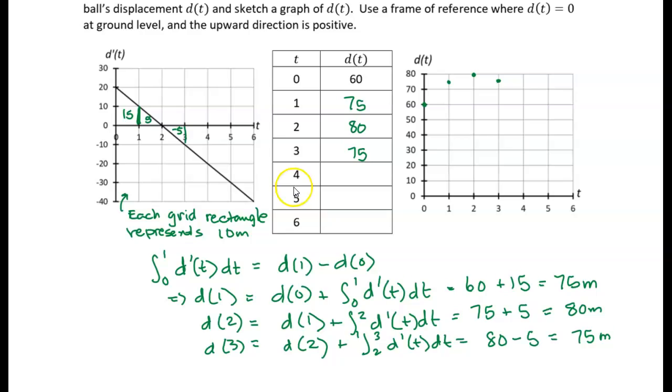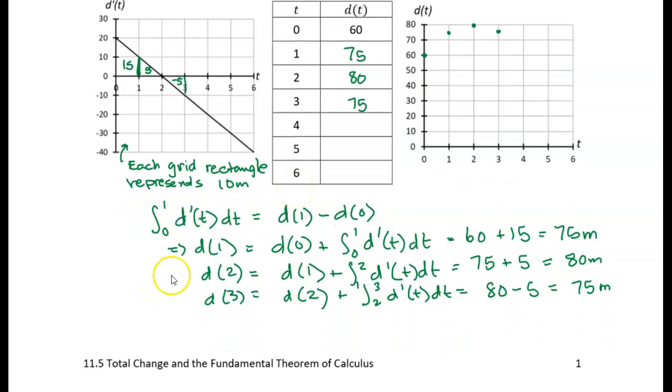Right, just keep going in that way. I'm going to run out of room, I think. We'll just keep going. So at 4, I'm just going to take the displacement at 3, which I just calculated, and I'm going to add the integral from 3 to 4 of the velocity curve, of the velocity function. All right, so I'm going to take the 75 meters. That's where I'm at now, and I'm going to add the area from 3 to 4.